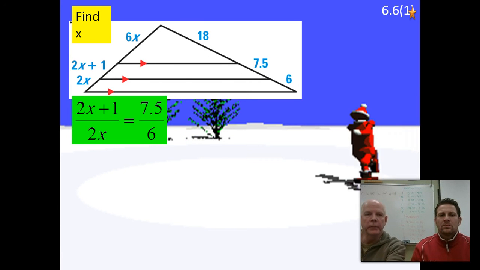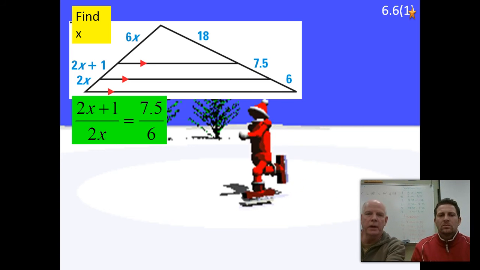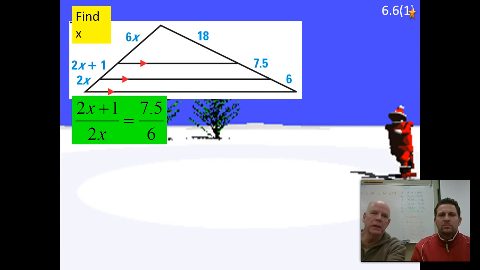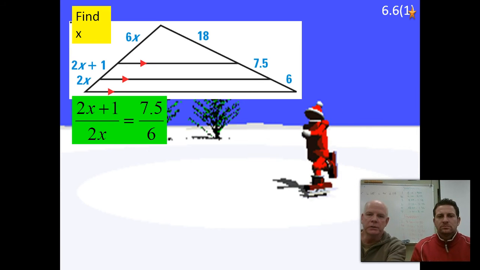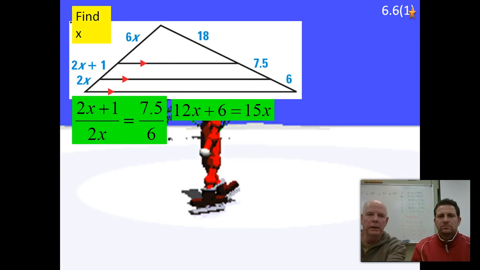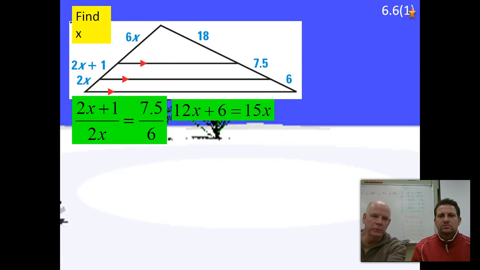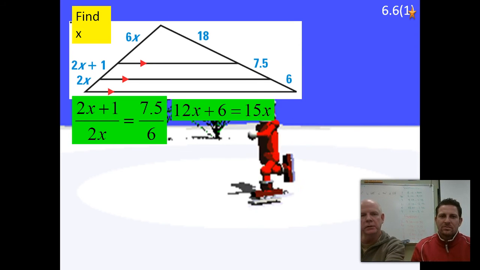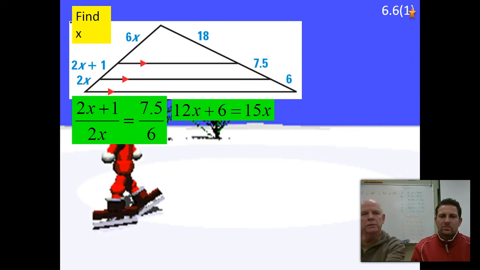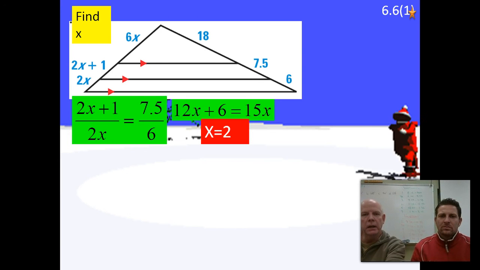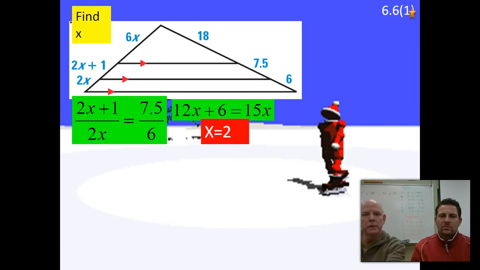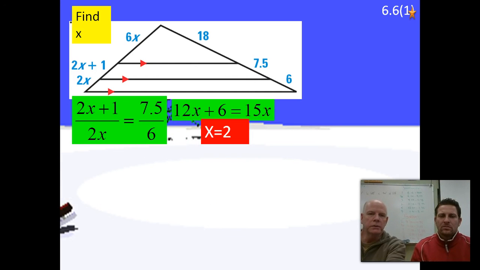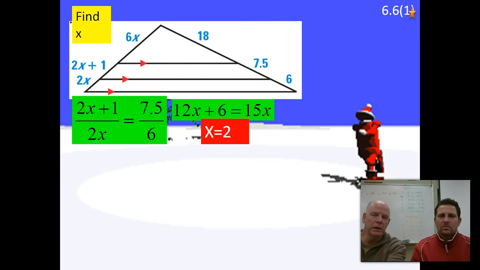So 2x plus 1 compares to 2x, just as 7.5 compares to 6. A little more algebra is involved in this one because of that 2x plus 1 in there, but just cross-multiply. We get 12x plus 6 on the one side. Make sure you distribute through there. And then 2 times the 7.5 will give you 15x on the other side. If we subtract 12x from both sides and divide by the 3 that's left over, then we get x is equal to 2.